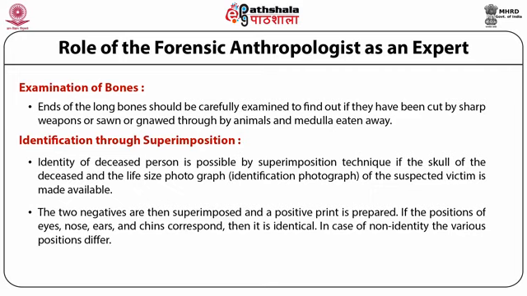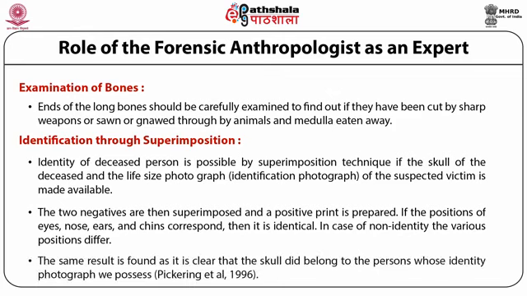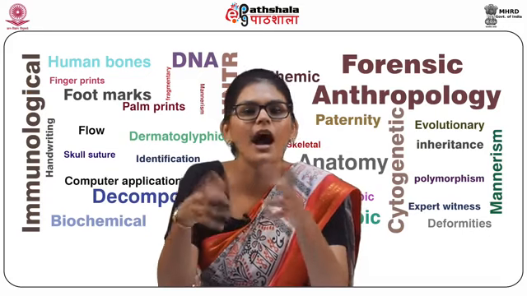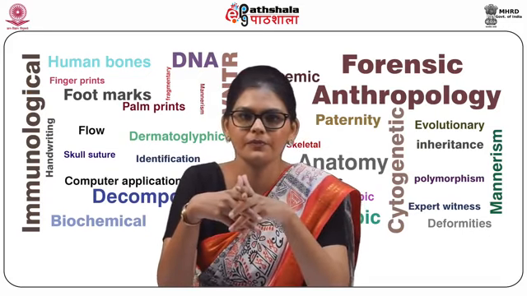In order to confirm or rectify the result, the negative of the identity photo is placed under the glass of the camera and the skull is set in position to coincide with it. It is then photographed and the two negatives are superimposed and developed. The same result is found, as it is clear that the skull did belong to the person whose identity photographs we possess. So students, now we will be studying the identification process in living persons.